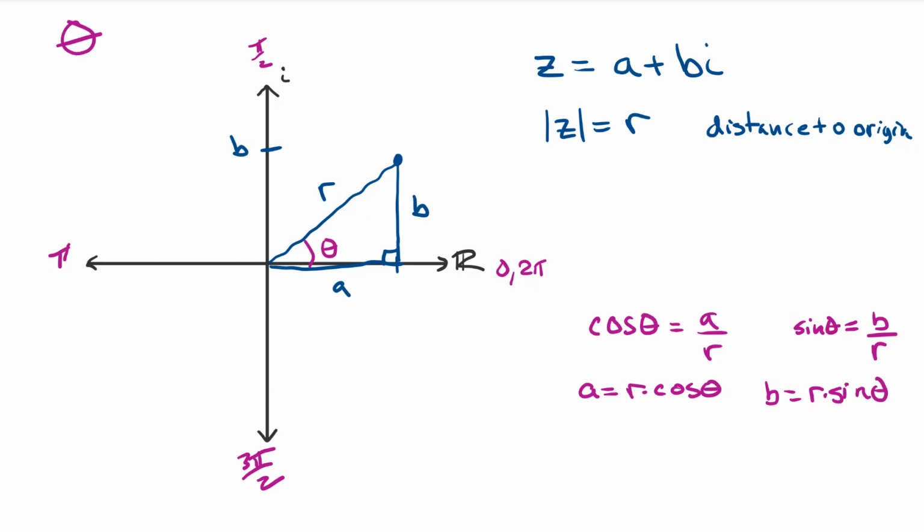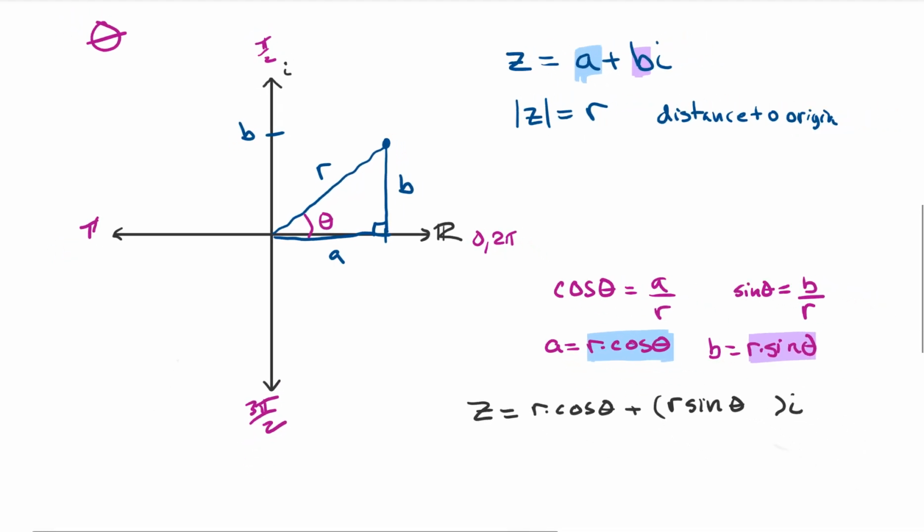Here we go. There's A. There's B. And here we are. Let's put it in. We can say that Z is equal to, instead of writing in A, R times cosine of theta plus, now I'm going to make a parenthesis because there's going to be an I at the end of this, right? We're replacing in for B. We put in our R sine of theta.